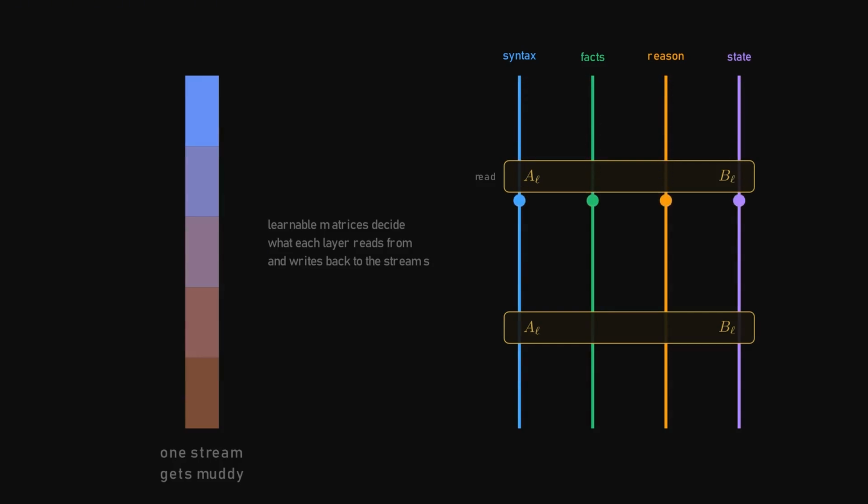Maybe stream 1 carries syntax, stream 2 carries facts, stream 3 reasoning state. Nobody tells it to. So why does anything else need to happen? Because AL and BL are trained too. Updated by the optimizer like every other weight, with the same lopsided gradients. Over a long run, on a giant model, they drift into dangerous places.